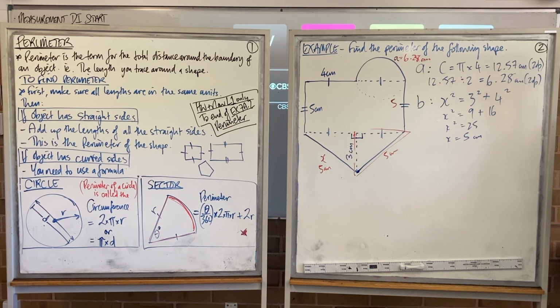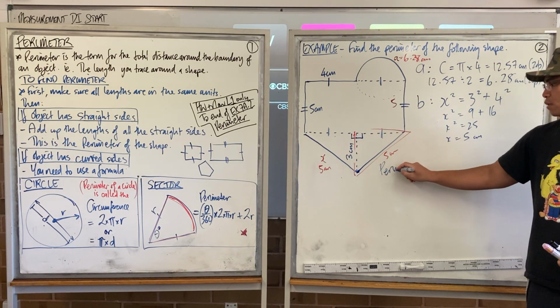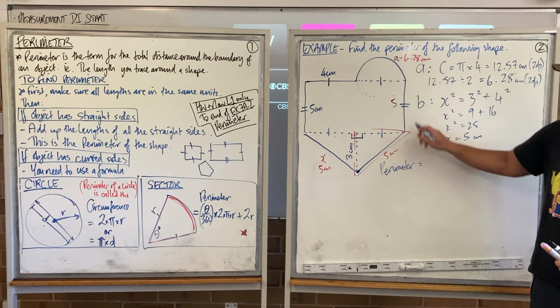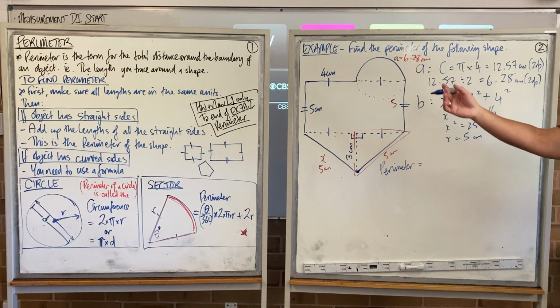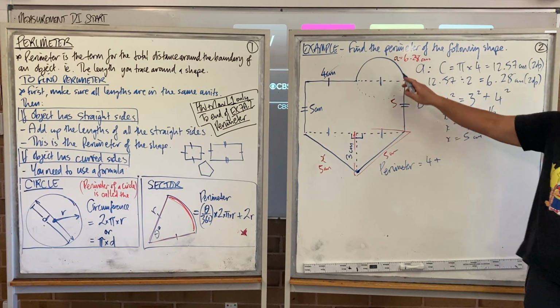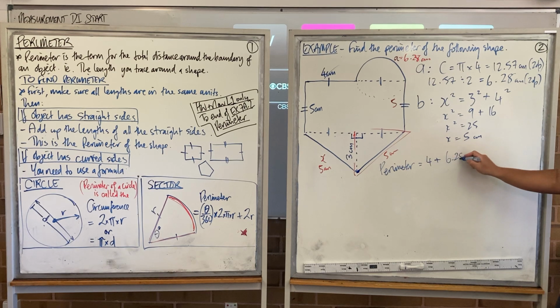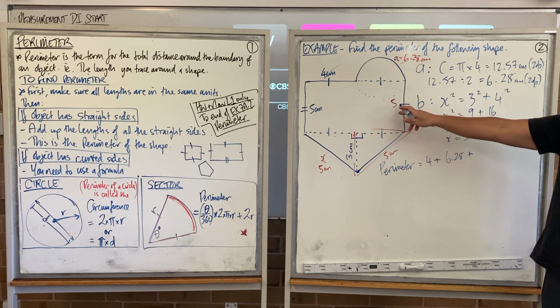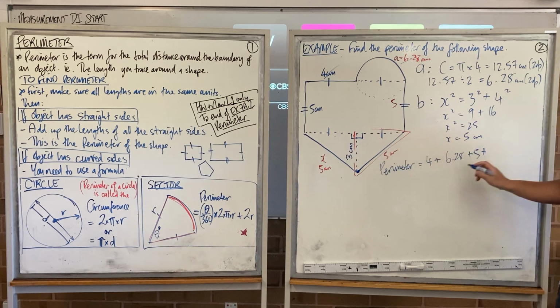Do I have a combination of straight sides and curved sides in this shape? Have I worked out what they all are now? So what would I do with them to find the perimeter? I just add them all together. So the perimeter, I suggest if you're doing this in a test, cross them off so you don't miss anything. Okay? Perimeter, I'll start top left, 4 plus, I'll go clockwise, the circle, 6.28 plus down here, it's 5. Plus this, also 5, plus this, also 5, plus this, 5.